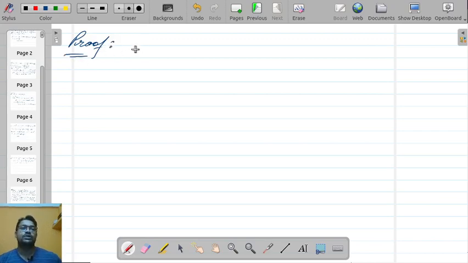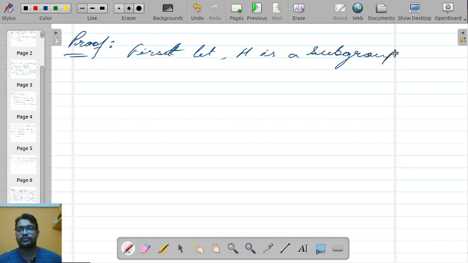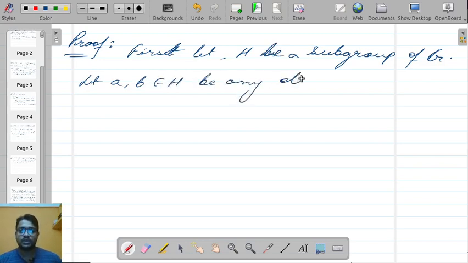So the proof. There are two parts of the proof. First let H be a subgroup of G. So what do I have to prove? I have to show that A B inverse is in H whenever A and B are in H. So let H be a subgroup of G, and let A, B belong to H be any elements.